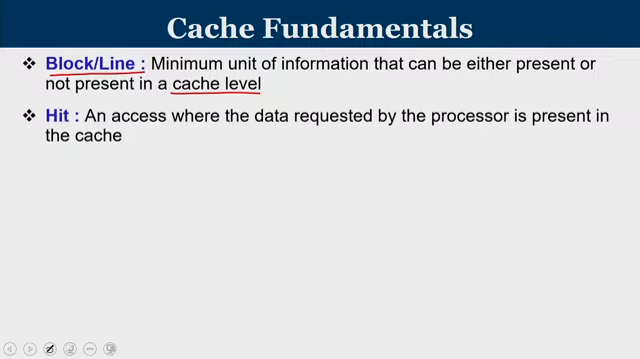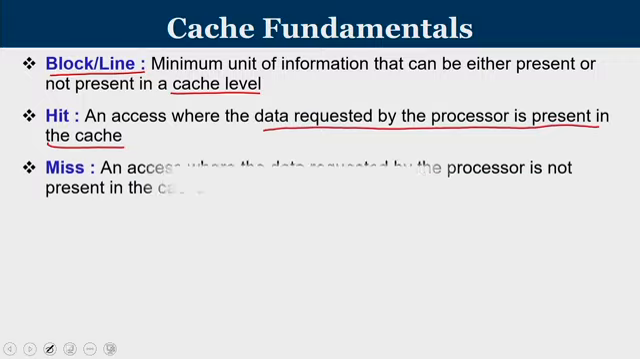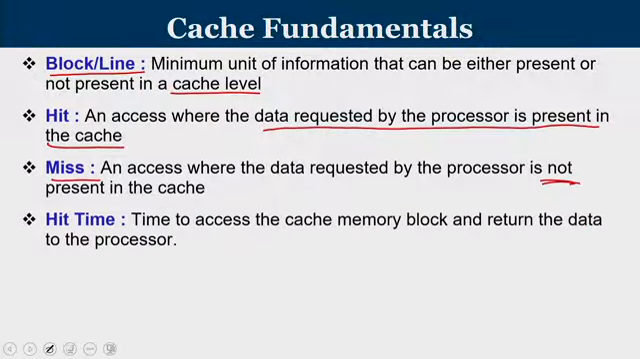Then we will move on to hit. A hit is a scenario wherein the data requested by the processor is there in the cache. If something is present in the cache, we call it a hit. If whatever is requested by the processor is not present in the cache, then it is known as a miss. And the time to access a cache memory block and return the data to the processor, if there is a hit, is known as hit time.